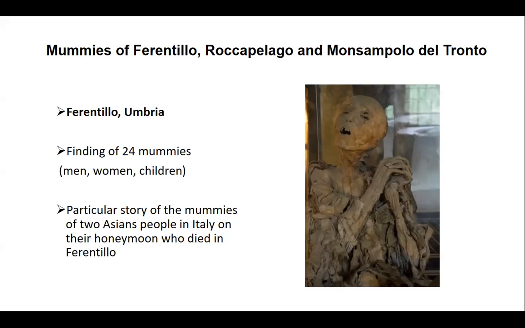The history of only some of the mummies on display is known. A particular reconstruction concerned the mummies of two Asian people recognized by their characteristic physiognomy. The legend tells of a rich man and his bride, probably Chinese, on their honeymoon in Italy on the occasion of the Jubilee of 1750. After falling ill, they died in Ferentillo, where they were buried in the village church. The legend is supported by the presence of their clothes that are in good condition.